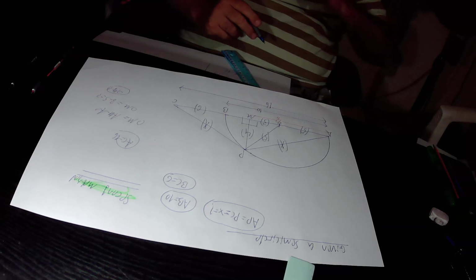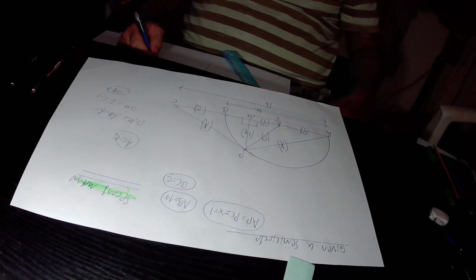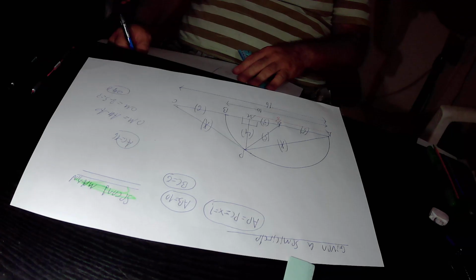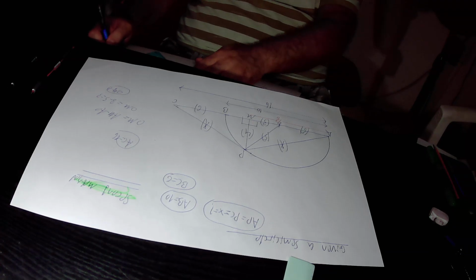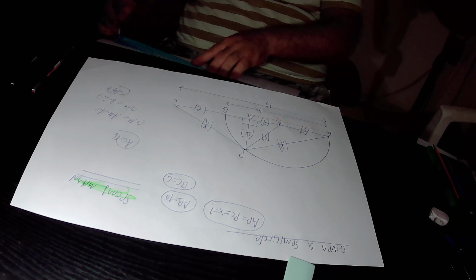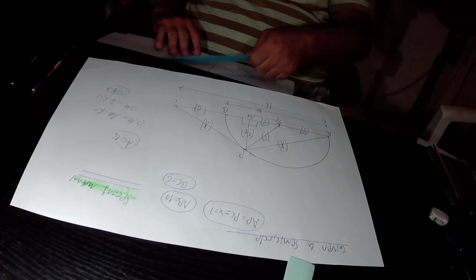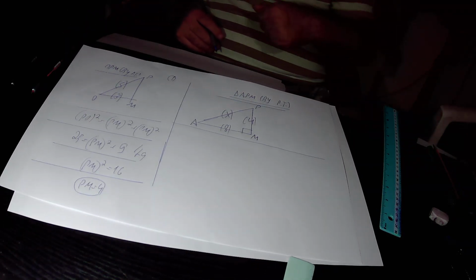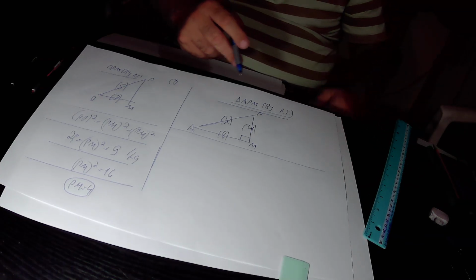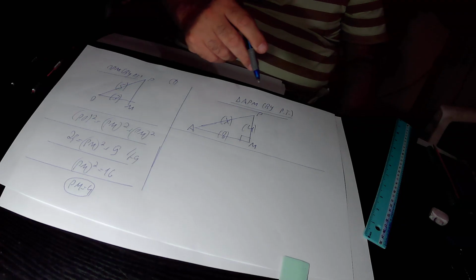AM equals 8 units in its length, according to what we have already found out, and PM equals 4. So here is the information for Pythagoras theorem. This is the right triangle APM, coming from the original drawing. According to the Pythagoras theorem, in this right triangle APM, AP squared, that is the square of the hypotenuse, equals PM squared plus AM squared.